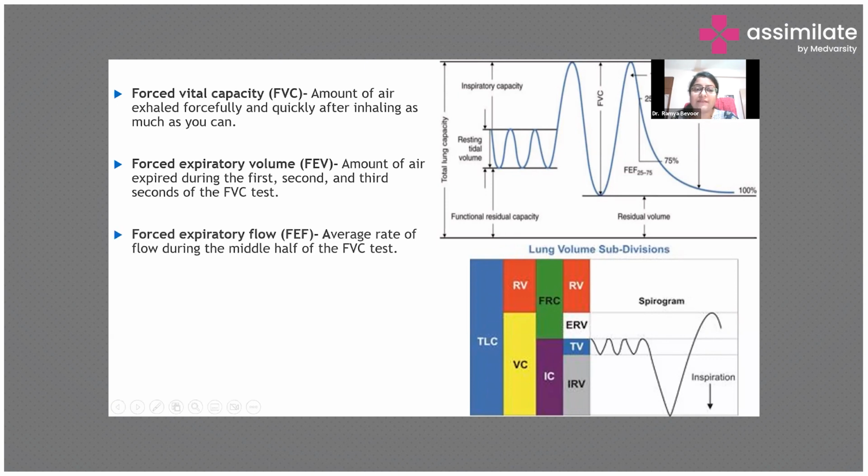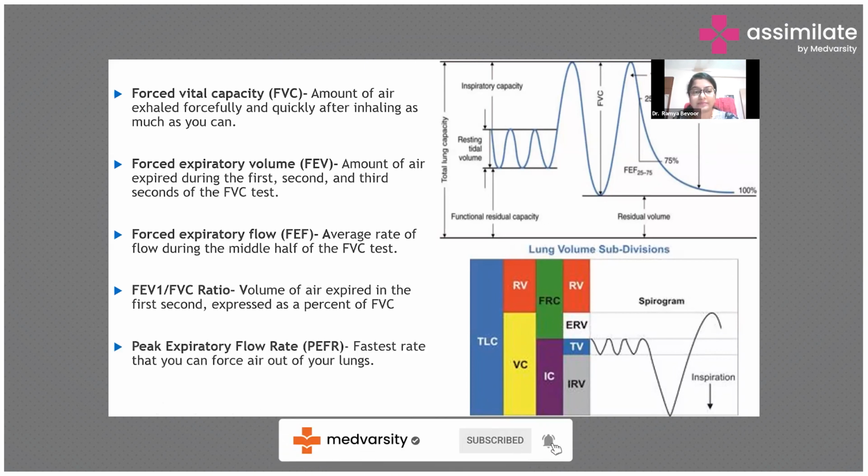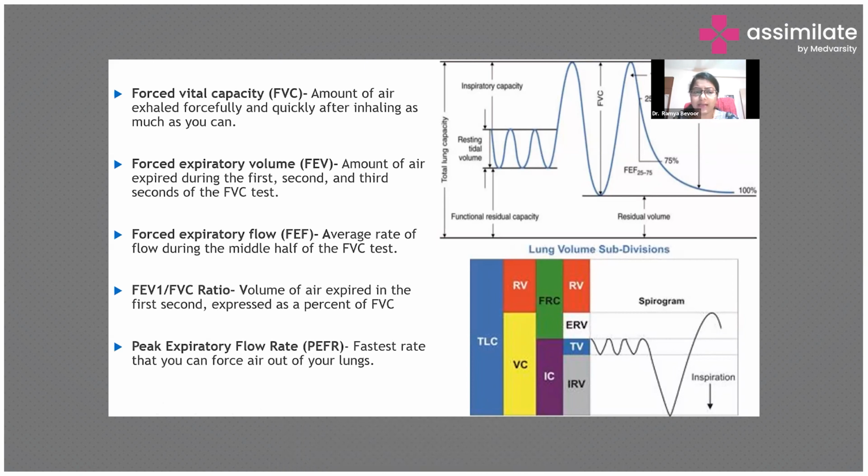Forced expiratory flow, again, is the average rate of flow during the middle half of the FVC test. So if you look at this, we have the FEF 25-75. This gives us the average rate of flow between the 25th percent and the 75th percent. So that talks about the FEF. Another thing that is very important for us is the FEV1 by FVC ratio, which is the volume of air expired in the first second only, expressed as a percentage of the entire forced vital capacity. Peak expiratory flow rate is the fastest rate at which you can force air out of your lungs.